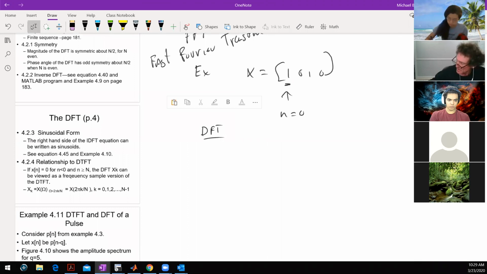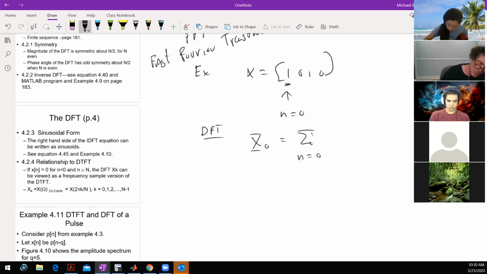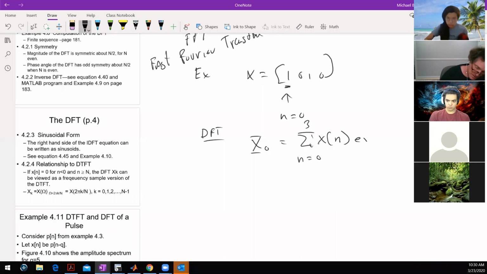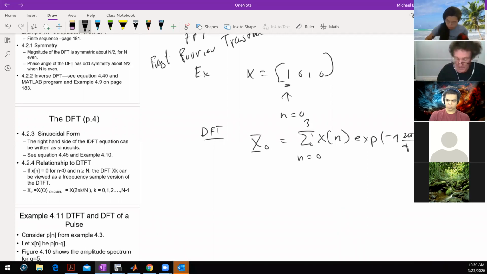So the first thing I have to do is say capital X of 0. That would be a summation from n equals 0 to 3, since there are 4 of them and 4 minus 1 is 3, of x of n times e to the minus j 2 pi over N, which is 4, times n times k. That's the definition. Does everybody agree with that, class?